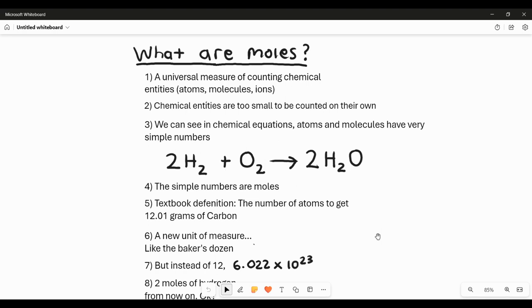So you may recall in a single drop of water, there are billions upon billions of molecules, so it wouldn't be practical to be going and counting every single molecule. So we need a universal unit of measure to group so many of them into one. And we can see this in action in chemical equations.